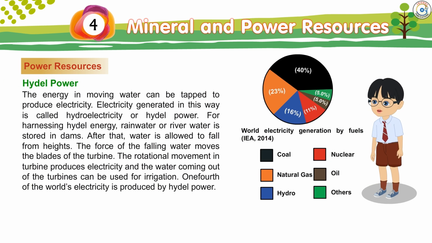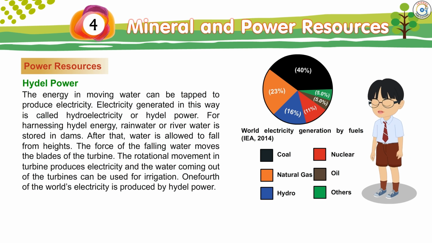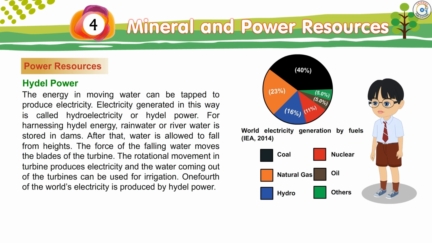Hydro power. The energy in moving water can be tapped to produce electricity. Electricity generated in this way is called hydroelectricity or hydro power. For harnessing hydro energy, rainwater or river water is stored in dams. After that, water is allowed to fall from heights. The force of the falling water moves the blades of the turbine. The rotational movement in the turbine produces electricity, and the water coming out of the turbines can be used for irrigation. 1/4 of the world's electricity is produced by hydro power.